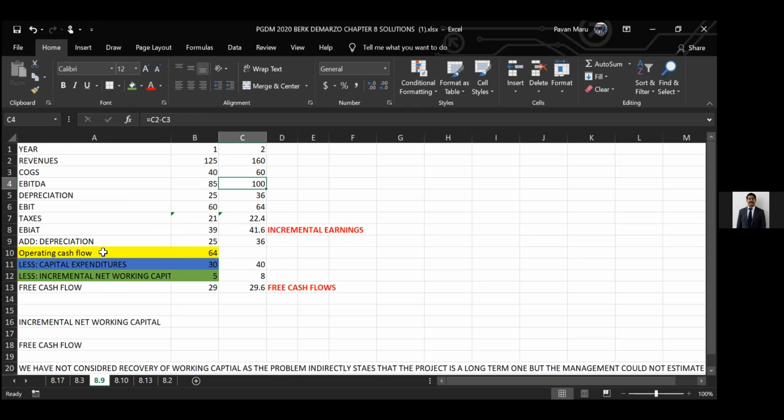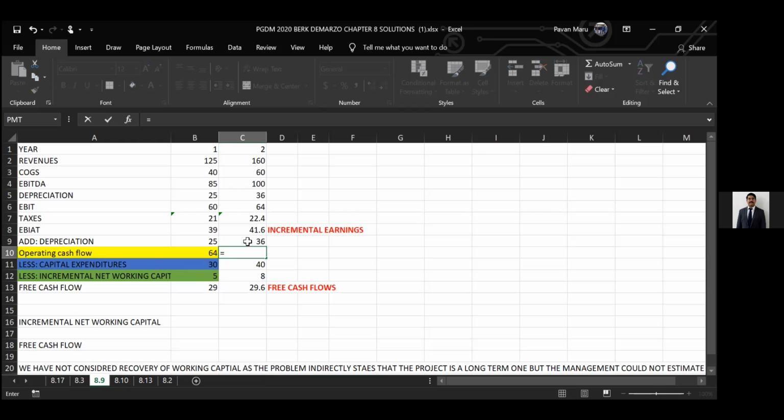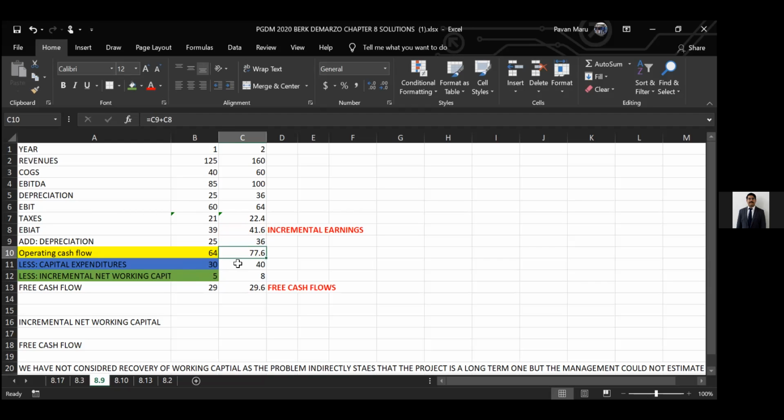The same thing goes on. 160 is my revenue, 60 is my cost. So 100 is my EBITDA. I remove depreciation. I get some EBIT. I remove taxes. This is my incremental earnings. I add back depreciation over here. So this plus this, and I subtract these two values from 77.6, and I get my free cash flows that is free to distribute in year 2 to shareholders.